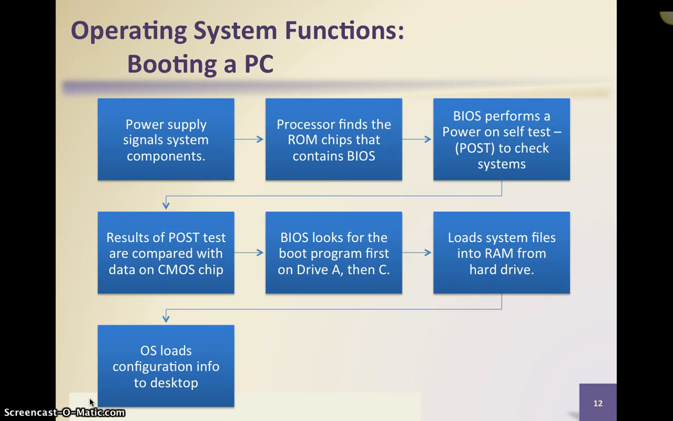So once that occurs, the processor then finds the read-only memory or the ROM chip that contains the BIOS. And the BIOS is the basic input and output system. It is the basic instructions that the computer has in order to do the basic functions. I know that's really redundant.